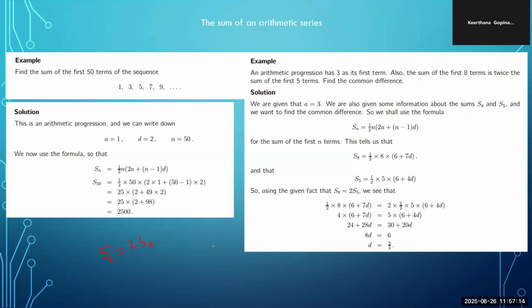So the sum of 8 terms is twice the sum of 5 terms. So S8 equal to 2S5. That is what we are following here. For S8, we have arrived at half into 8 into 6 plus 7d. So half into 8 into 6 plus 7d equal to 2 into half into 5 into 6 plus 4d. Then we have to solve this equation for d. Have you got it?